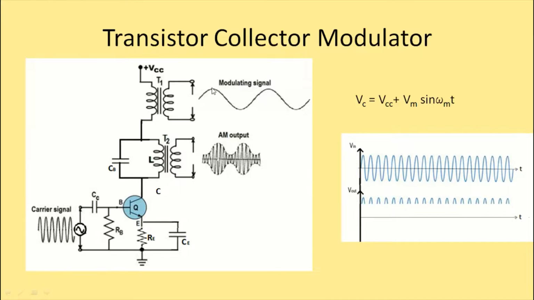Once I reach this positive peak, which we assumed to be at 5 volts, the total voltage at the secondary is equal to 5 volt. So the voltage at this point is VCC plus 5 volts, which is nothing but the biasing supply at the collector end of the transistor.